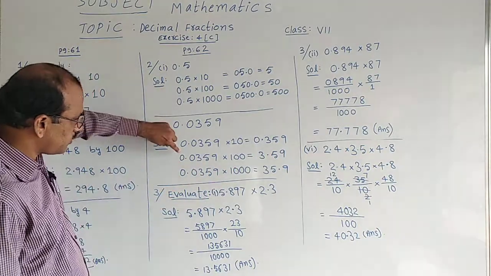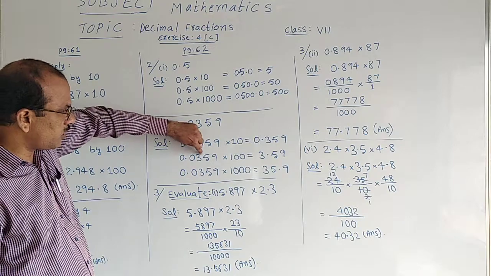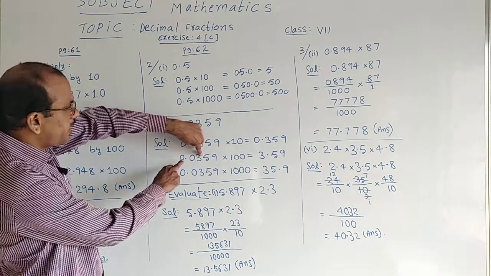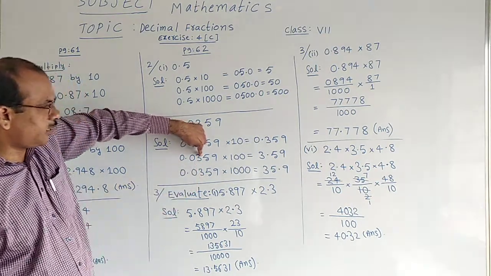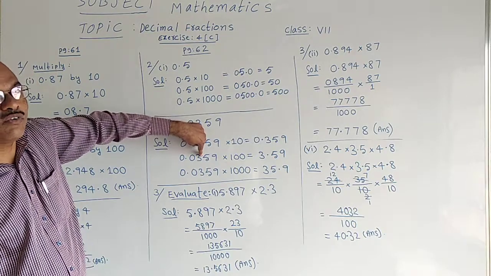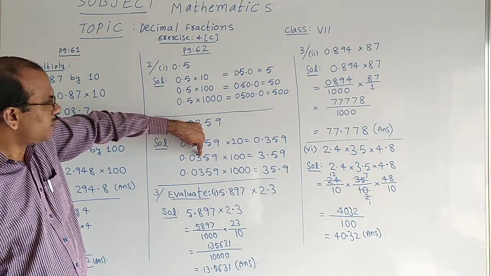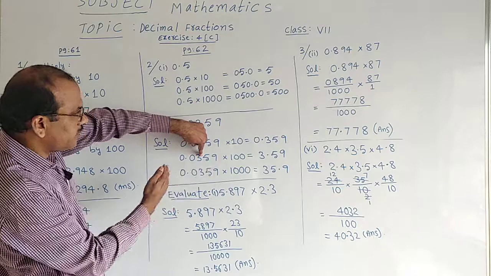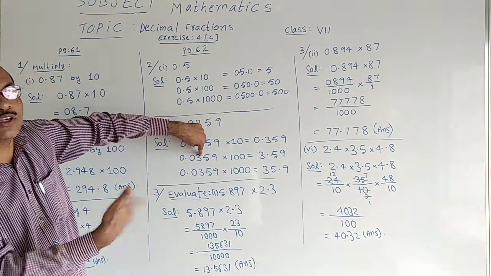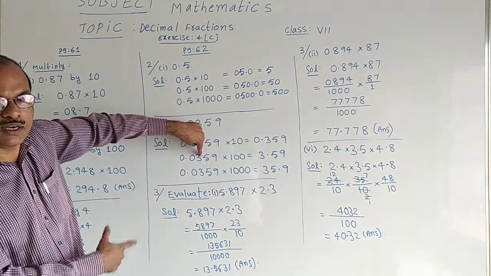Because the point should cross 2 digits, it should move up to here, no, up to here. Then the point should be where the finger is shown to you. Am I correct? So 3.59. Zeros have no value. I have ignored that part. I hope it is clear for you.